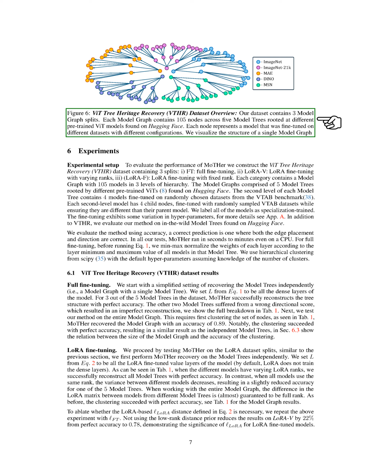To test the performance of our method, Mother, we created the ViT tree heritage recovery, VTHR, dataset with 3 splits: full fine-tuning, FFT, LoRA fine-tuning with varying ranks, LoRA V, and LoRA fine-tuning with fixed rank, LoRA F. Each split included a model graph with 105 models organized in 3 levels of hierarchy. The models were rooted by different pre-trained ViTs from Hugging Face.